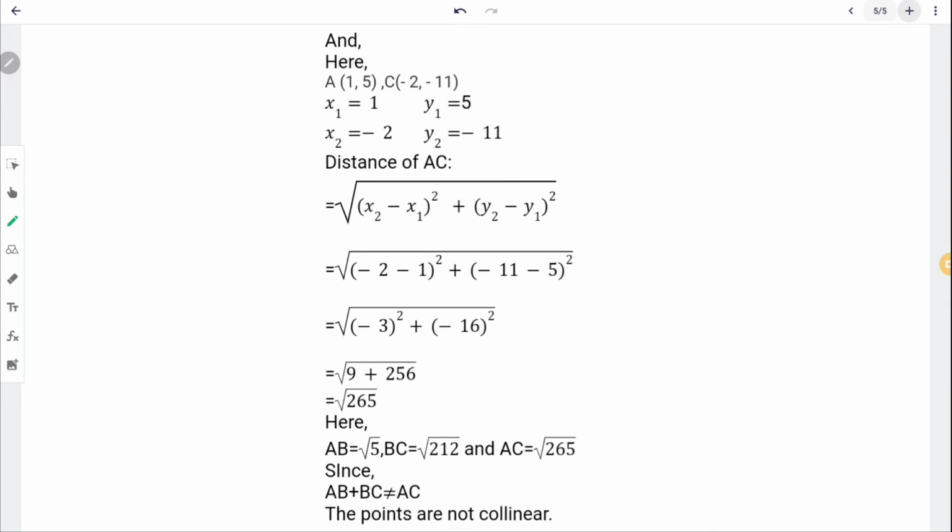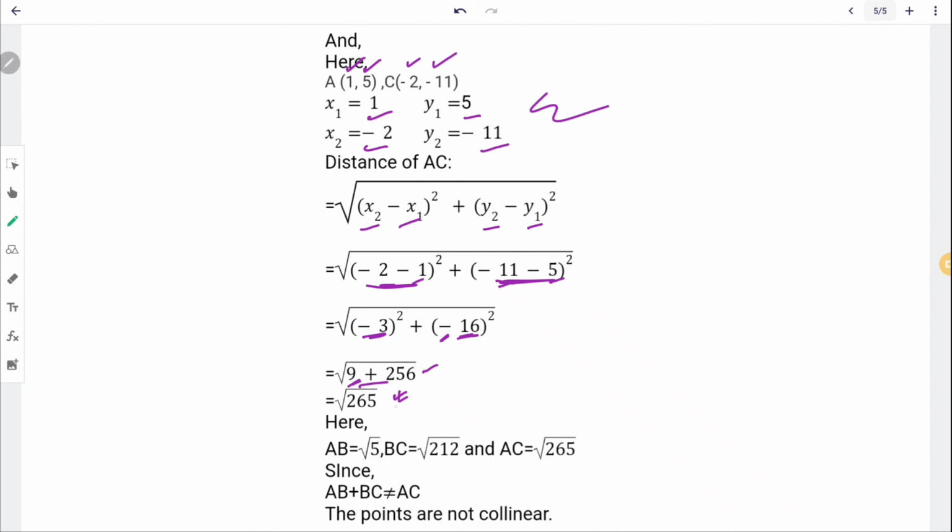Now let's try the last one. AC is the last. So x1 y1 x2 y2. We've written here, and let's find the distance of AC. x2 is minus 2, x1 is 1. Then y2 is minus 11, and then y1 is 5. Minus 2 minus 1 will give us minus 3. Minus 11 minus 5 will give us minus 16. Then minus into minus plus, 3 3s are 9. Minus into minus plus, 16 square is 256. So when we add this, we're going to get 265.